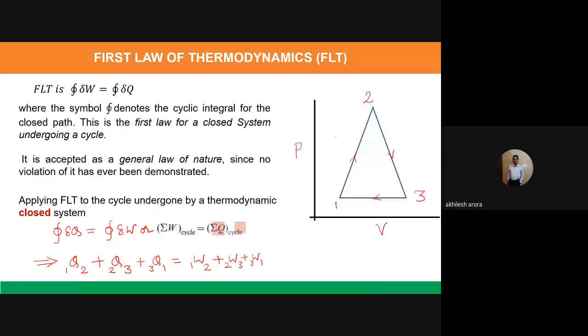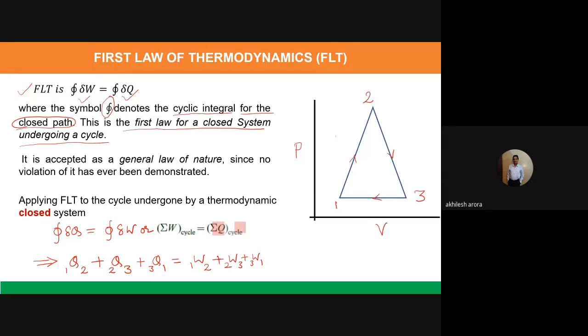So once again, the first line says FLT, which is nothing but the first law of thermodynamics: the cyclic integral of delta W is equal to the cyclic integral of delta Q. Now this is the symbol of cyclic integration. It's written here, and it is used for a closed path. Okay, it's important to understand it. This is the first law of thermodynamics for a system undergoing a cycle actually.